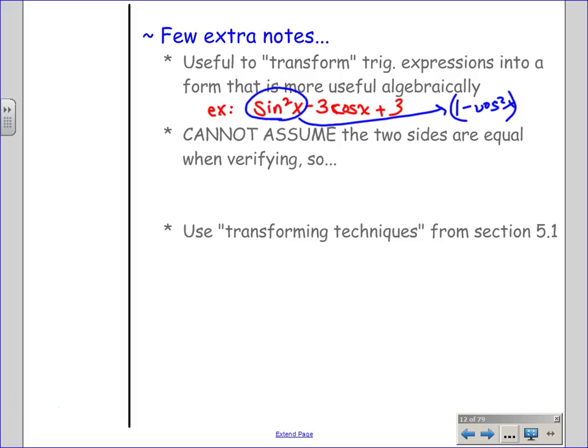Second one, cannot assume the 2 sides are equal. So you can only work with, don't play with the proof. Well, you can off to the side. You just can't play with it in the actual proof. And the last one says, use techniques from 5.1.